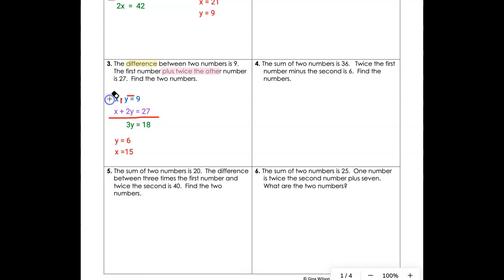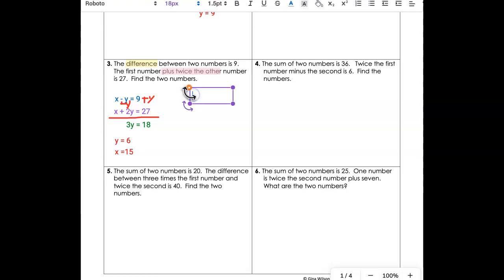Or if you wanted to on this one, you could also use substitution. So I'll show you that method as well. If I use substitution, I see for both of these I could easily get x by itself. So what I'm going to do at the top, I'm going to add y to both sides to get x by itself. So now I've changed my top equation. It becomes x equals 9 plus y.